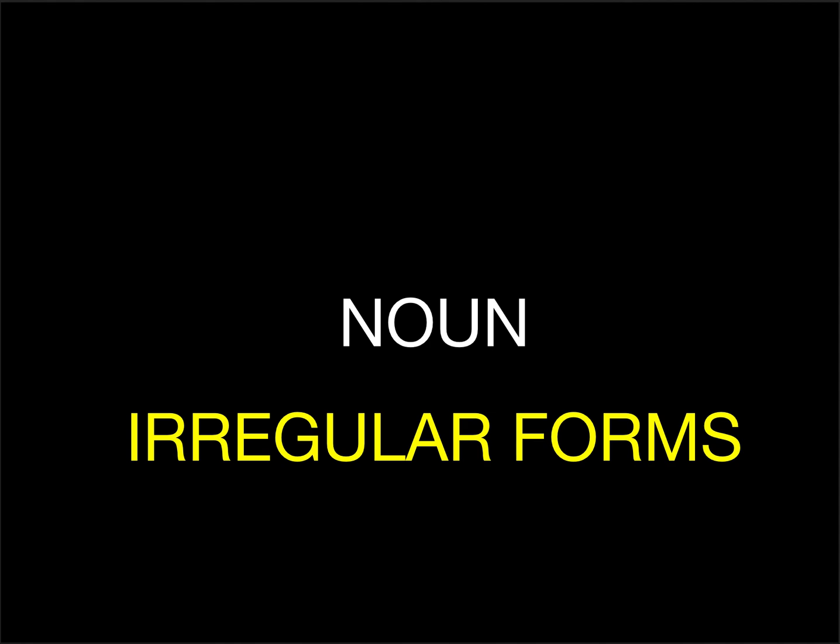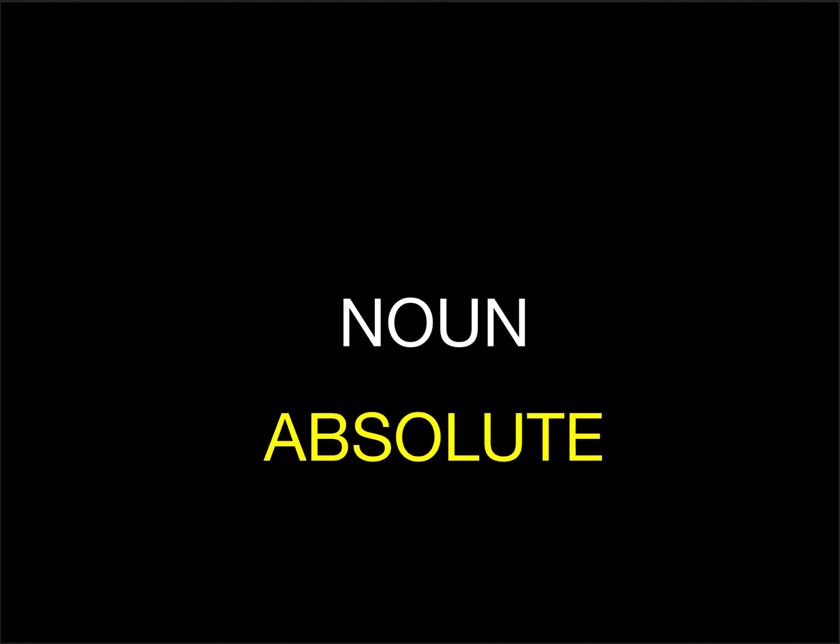Some of them you just need to memorize. Some of them you can know by the nature of their gender, are they male or female, and some of them you know because those are the body parts that come in twos. And that concludes this short video about nouns in absolute form.